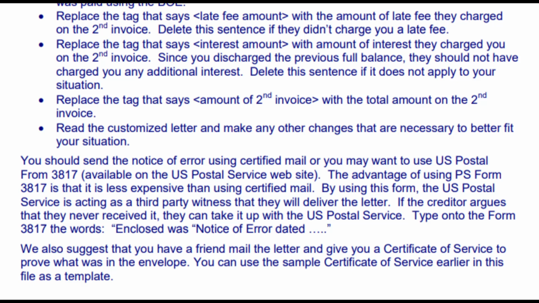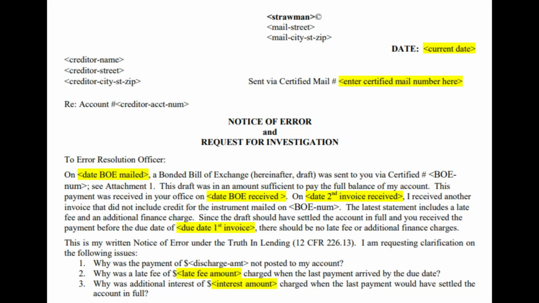So, notice of error and request for investigation. To the error resolution officer. Here you're going to put the date that you mailed it out. A bonded bill of exchange, hereinafter draft, was sent to you via certified BOE number. This draft was in an amount sufficient to pay the full balance of my account. This payment was received in your office on the date that it was received, and that's going to be based on when you get either your green form back or the confirmation that they did in fact receive it. So on date 2, invoice received.